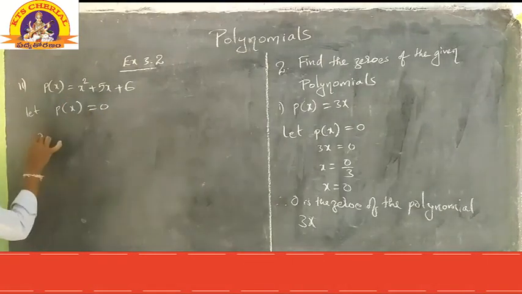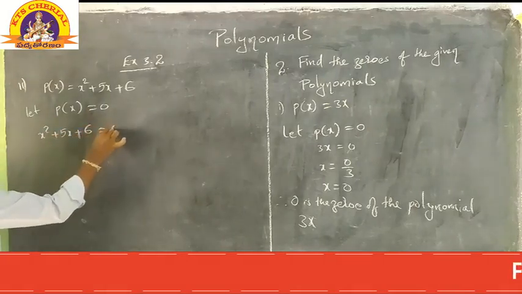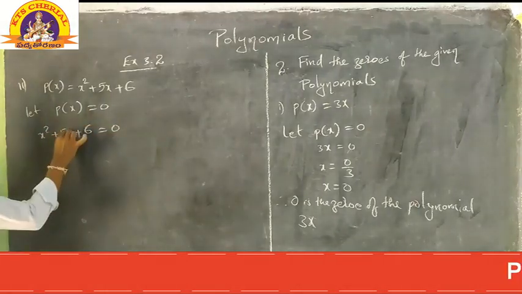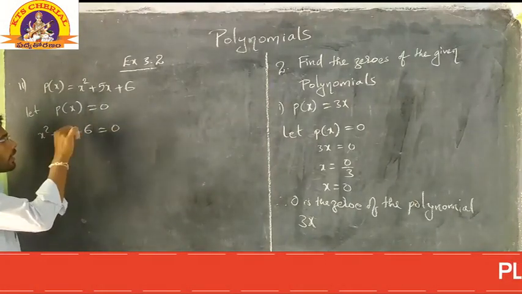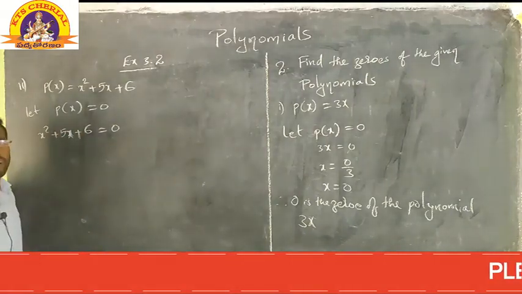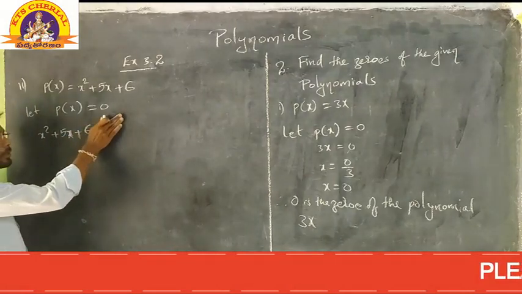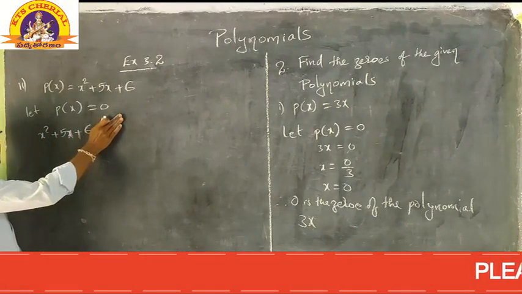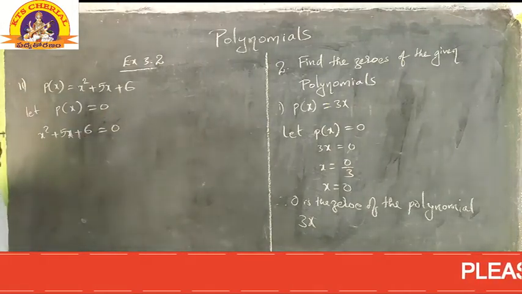Actually, p of x means x square plus 5x plus 6 equals 0. Already in ninth class you learned how to simplify a quadratic expression. When it is not equal to 0, we call it a quadratic expression. If it is equal to 0, then we call it a quadratic equation.